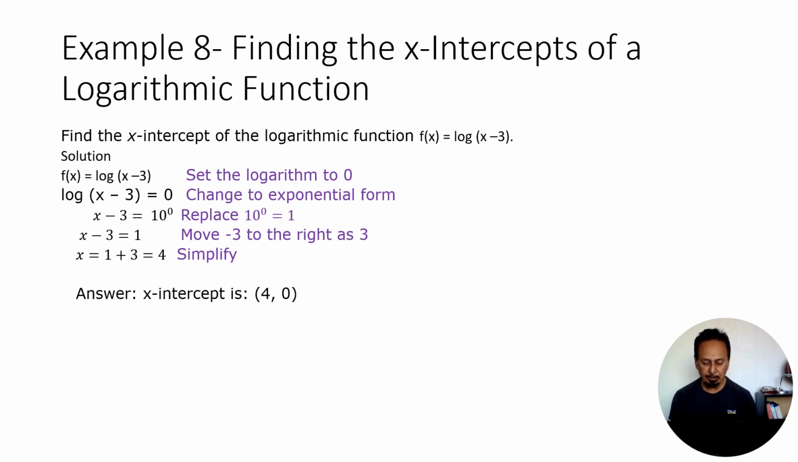Since the log has no base, it means this log stands for the common logarithm, and its base is 10. So we're going to write 10 to the power 0 equals the argument of the log, x minus 3. Now 10 to the 0 is 1. So we have x minus 3 equals 1. So it's a simple linear equation, move the negative 3 to the right, we get x equals 1 plus 3, which is 4. So you get the x-intercept 4 comma 0.